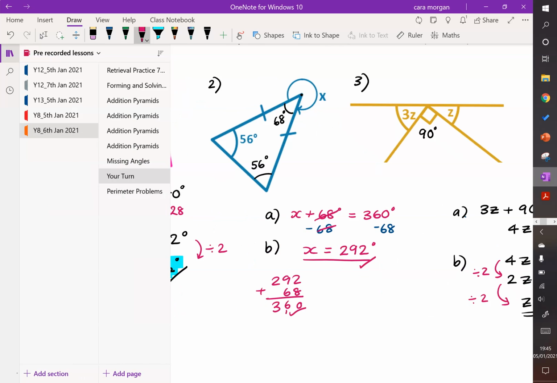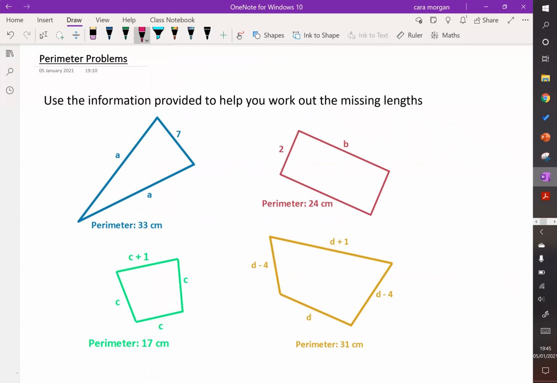Okay, there's one other thing that I'd like you to do before we finish today, and I've got some perimeter problems. So just like finding missing angles, we can also find missing lengths on a shape if I'm told either the area or the perimeter. And for these ones, I've been told the perimeter. Now remember, the perimeter means the distance all around the outside of the shape.